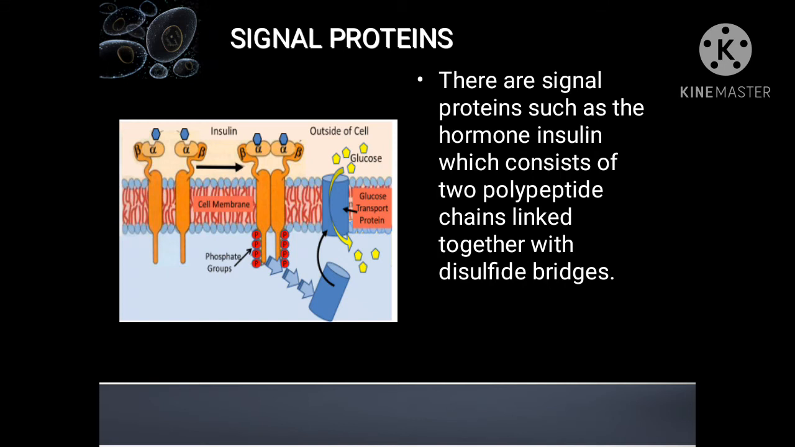For example, in the muscle cells, mayroong glucose transporter which is called the GLUT4. Kapag yung insulin molecules bind to the alpha subunits of the receptor, it triggers a chain reaction within the cytosol, which is in the interior of the cell, and it activates the GLUT4 and causes it to be translocated and inserted into the cell membrane.